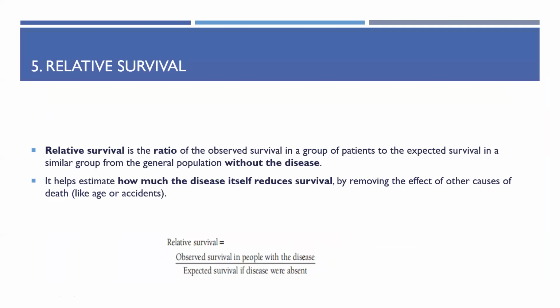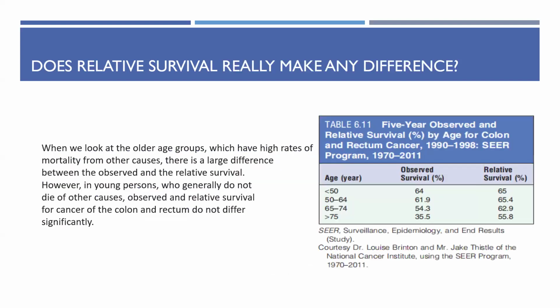Next is the relative survival. Relative survival is the ratio of the observed survival in a group of patients to the expected survival in a similar group from a general population without the disease. It helps estimate how much the disease itself reduces the survival by removing the effect of other causes of death, like age or accident. So the relative survival formula is observed survival in people with the disease divided by the expected survival if the disease were absent.